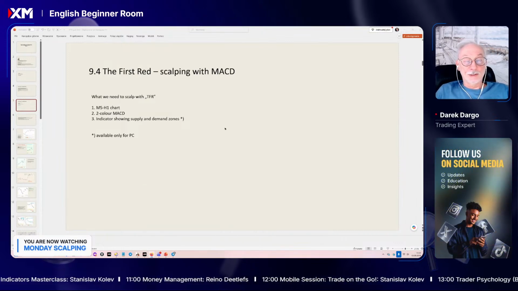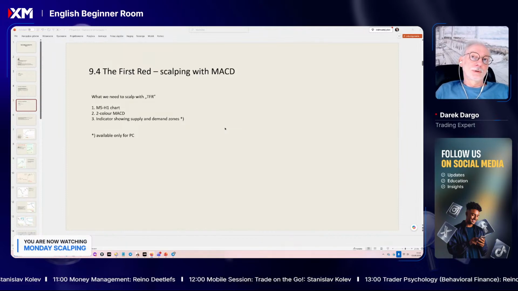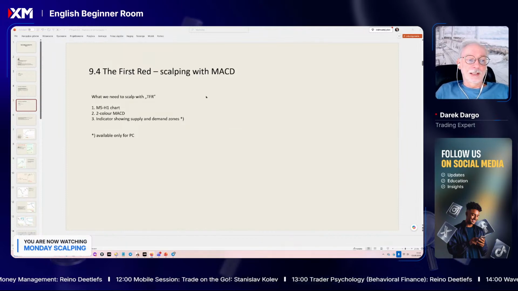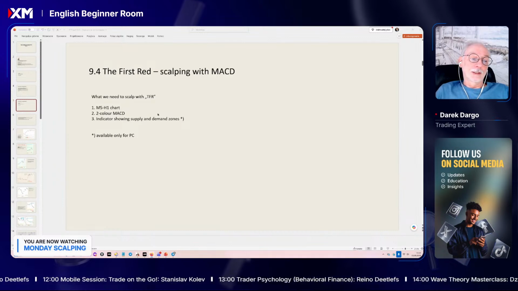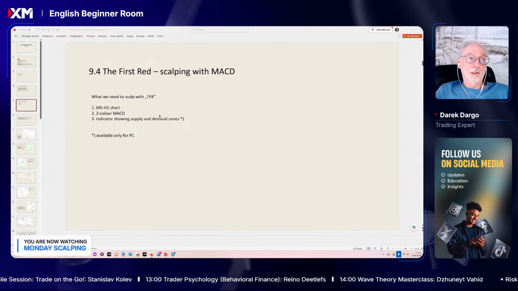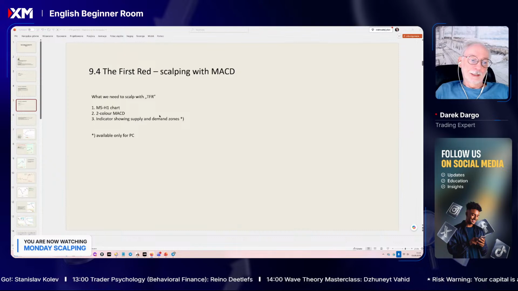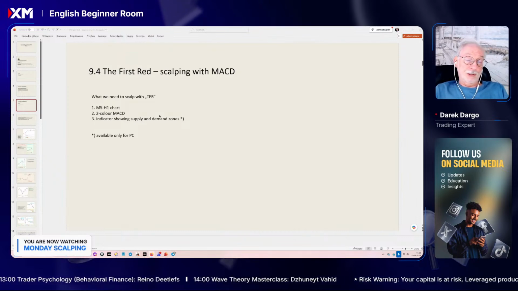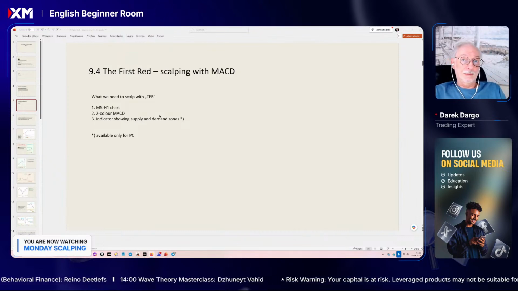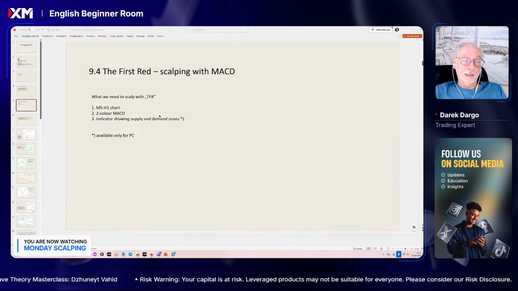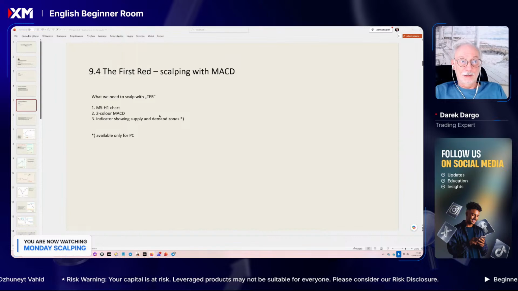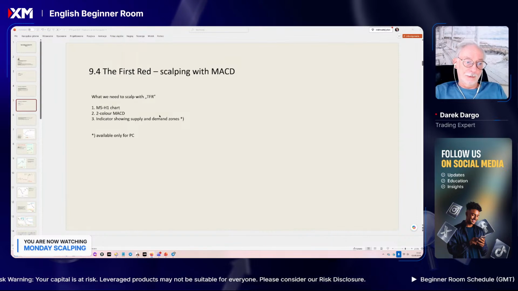Well, we need, of course, a chart. I usually use charts between 5 minutes and 1 hour. It depends on the volatility of the instrument. If the instrument is very volatile, then a 5 minute chart is okay. But if the market is not moving so quickly, then it's maybe better to use a higher time frame.